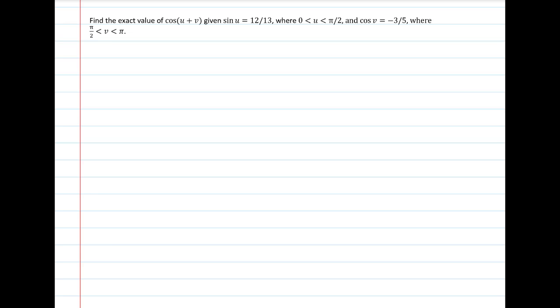Okay, here we have another example where we're given some information about the two angles, u and v, and we're asked to find, in this case, the cosine of the sum.